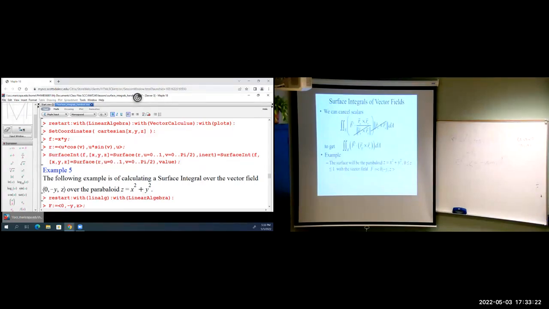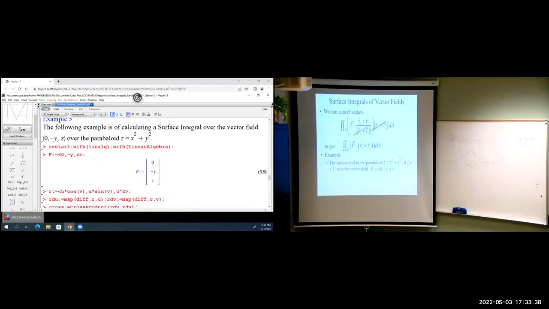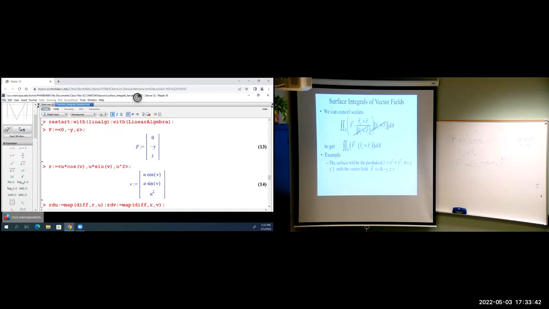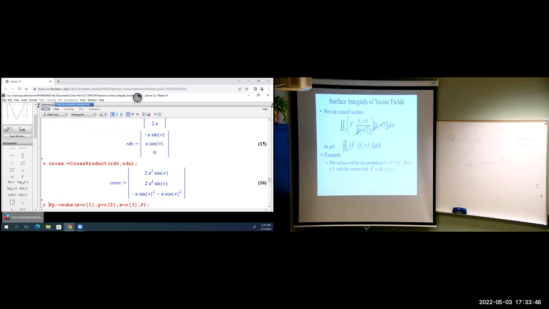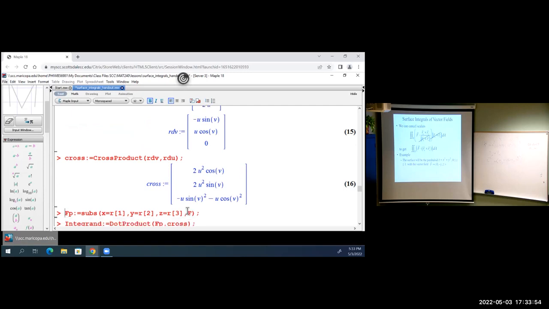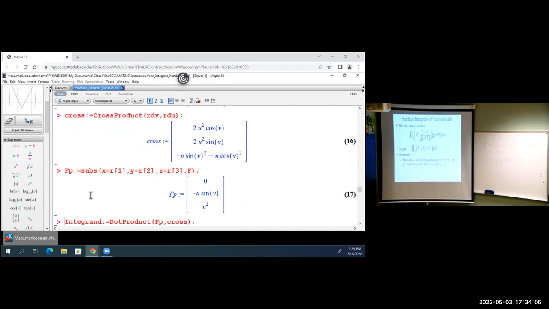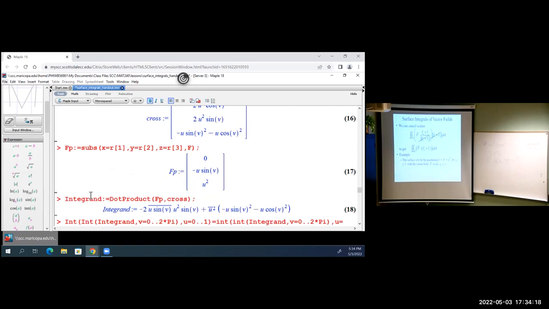So again, once we had the parameterization, everything was just algorithmic, right? Just step, step, step, step. So I put in my vector field, put in my parameterization, take my partials and find the cross product. Once again, Maple didn't simplify this. This last one, if we were doing it by hand, we'd simplify down to a minus u. And then I put in the substitute command. I'm putting my parameterization into my vector field because I don't want it to be in terms of x, y, and z. So that's this one right here. The integrand comes from the dot product of those two. If we were doing this by hand, it would look a little more simplified.